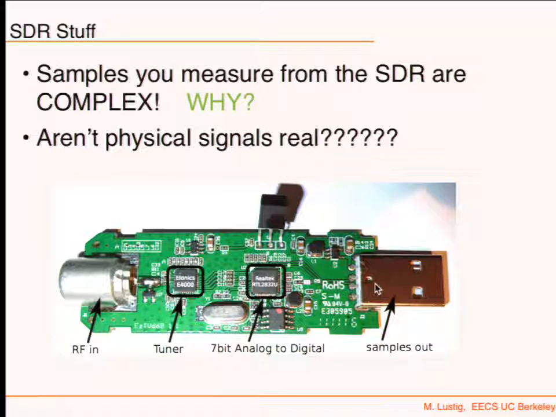And then samples out, okay? So the question is, why is the sample complex? I mean, this is RF in. How can that be complex values coming out? Doesn't make sense, right? The real world is real. It is not complex value. Complex values are an invention of human beings. It's a really nice mathematical representation, but it's not real.